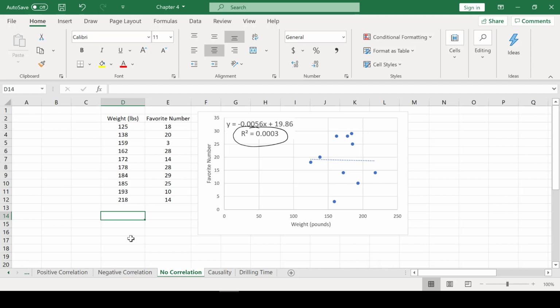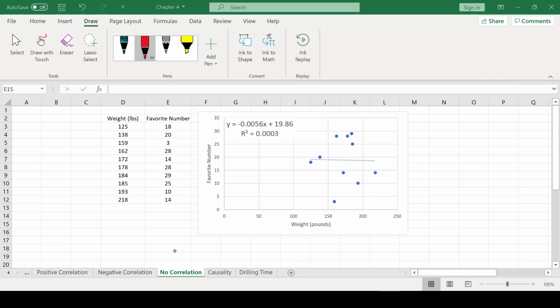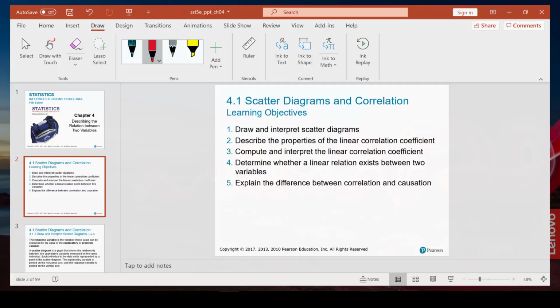What that tells me is this line right here doesn't fit this data very well. The closer this R squared value is to 1, the better this line fits the data. So the fact that my R squared value here is low, 0.0003, tells me it's not a very good fit for the data that I have. So if you're looking at this case where there's no correlation, we're saying there's no correlation between a person's weight and their favorite number. And part of how I can tell that is because this R squared value is really close to 0.